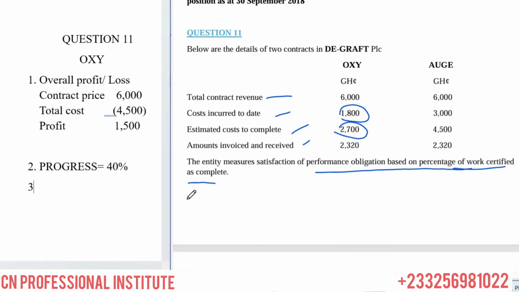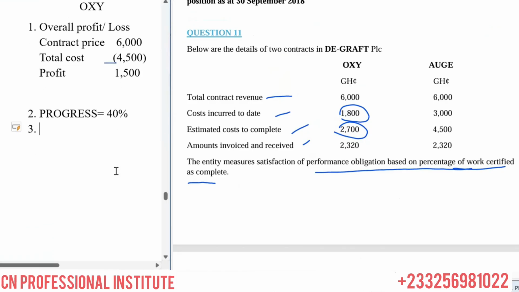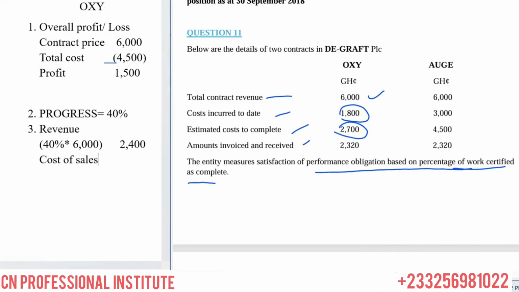Then we go to step three. Step three is our profit or loss account. How much do we record as revenue, and how much do we record as cost of sales? With revenue, we pick the progress percent, that's 40% of the total contract price. What's the total contract price? 6,000. So we pick 40% of 6,000, which should give us 2,400. And then cost of sales. We said for cost of sales, we use cost to date. So what's our cost to date with Oxy? Cost to date is what?